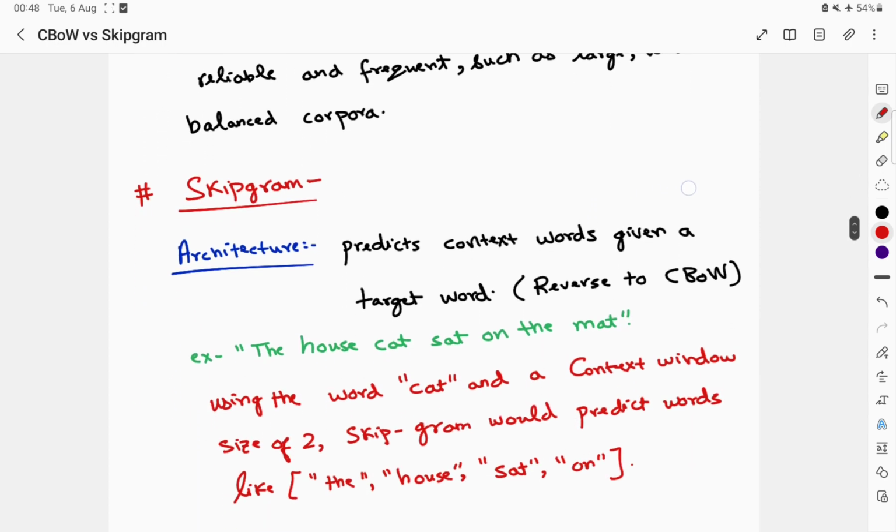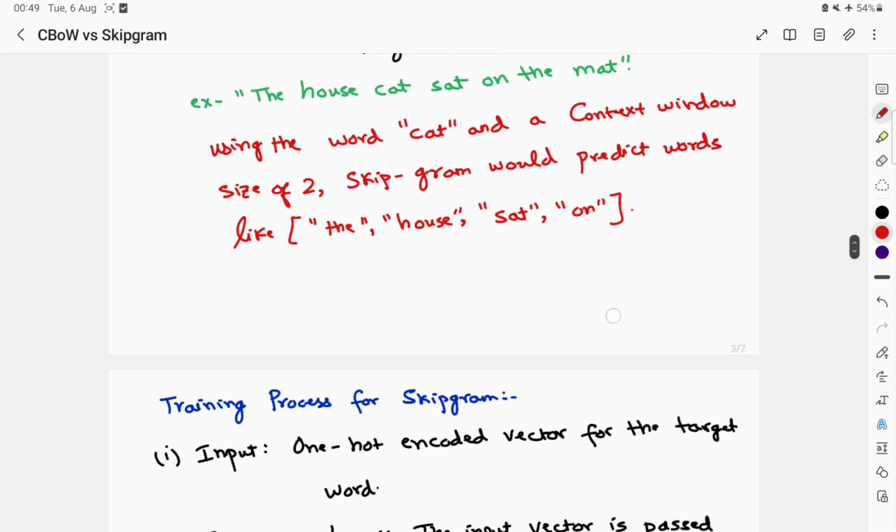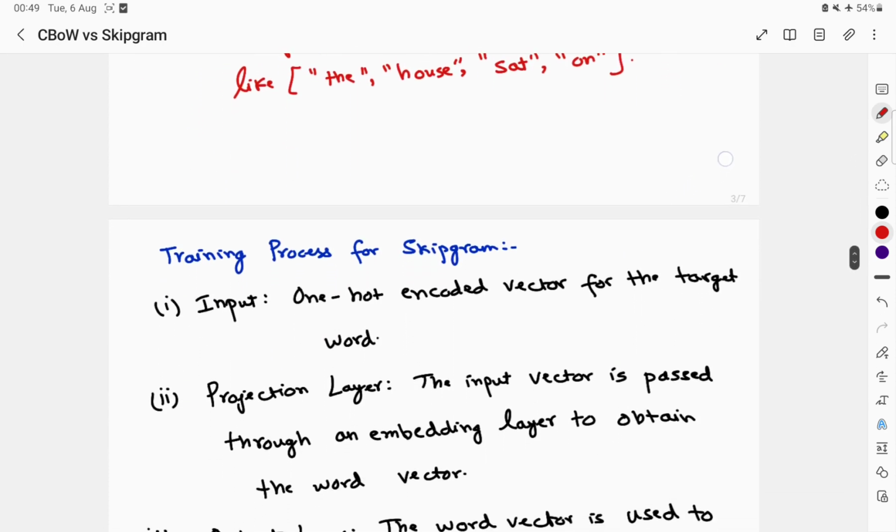Next, let's talk about Skipgram. Skipgram does the opposite of CBOW. That is, it tries to predict the context words given a target word, the reverse of CBOW. For example, if you have the same statement, the house cat sat on the mat, using the word cat and a context window size of 2, Skipgram would try to predict words in the surrounding context, that is, words like the, house, sat and on. This is exactly the reverse of what we discussed in CBOW.